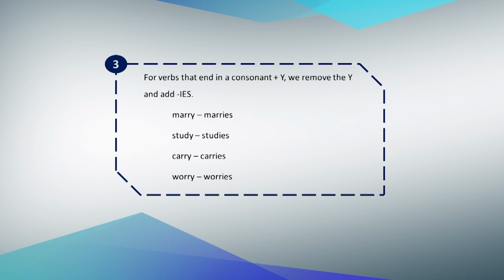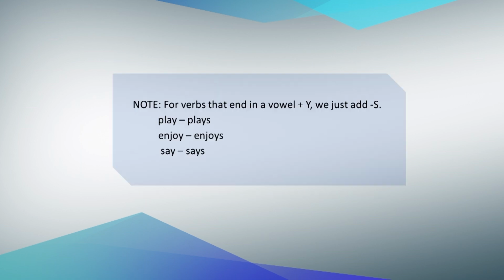For verbs that end in a consonant plus y, we remove the y and add ies. For example, we say marry, marries. Study, studies. Carry, carries. Worry, worries. For verbs that end in a vowel plus y, we just add s. For example, we say play, plays. Enjoy, enjoys. Say, says. Now, dear students, let us choose the correct answer together.